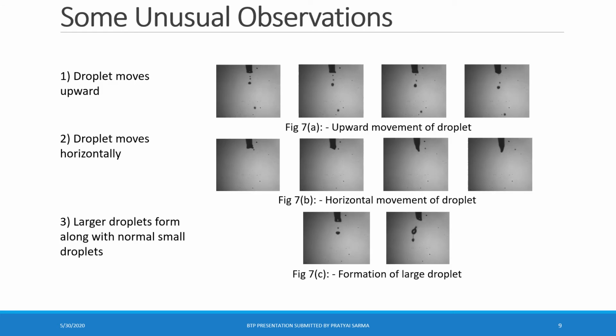Some unusual observations were also found during the experiment. In some cases, it was found that the droplet, after getting ejected from the liquid surface, again moves back upward into the surface. Also, in some cases, the droplet was found to move horizontally instead of moving vertically downward. In some cases, some larger droplets were ejected in addition to the normal smaller droplets which were ejected during the spray.